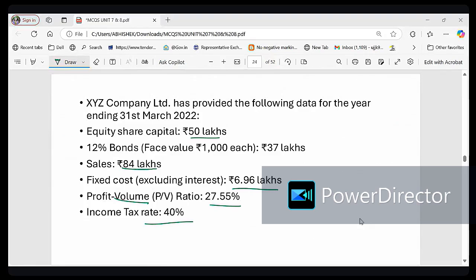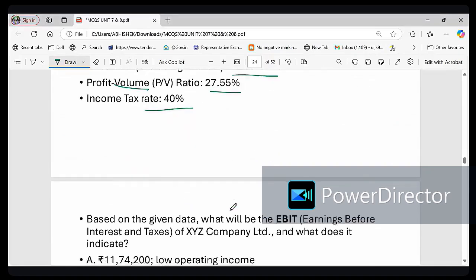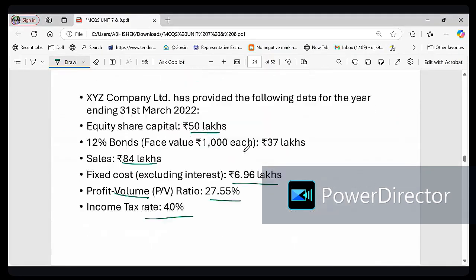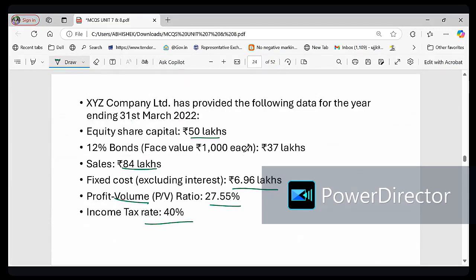Now come back to this question. Listen to this question carefully. This is a very important numerical question. The data have been given, and the question is asking you to calculate the EBIT. You have to calculate the EBIT. Do you know how to calculate the EBIT?